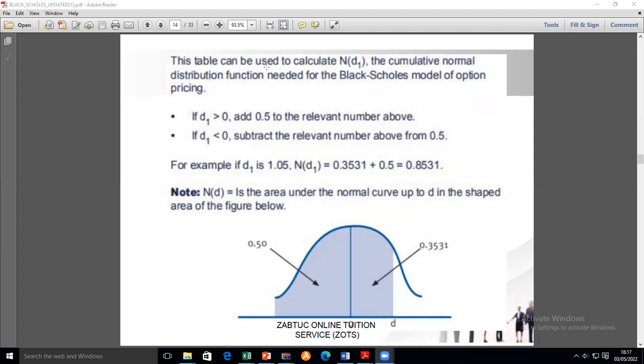What is ND1? ND1 is the area on the normal distribution curve which is covered by the point up to D1. Now, what we're going to do first, let's get our D1 and D2. Then we can do our ND1 and ND2.